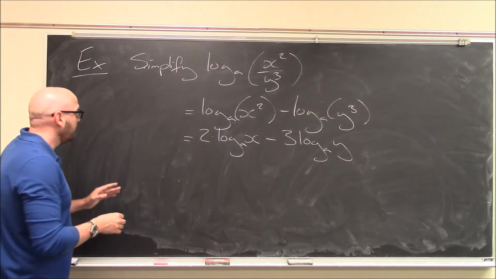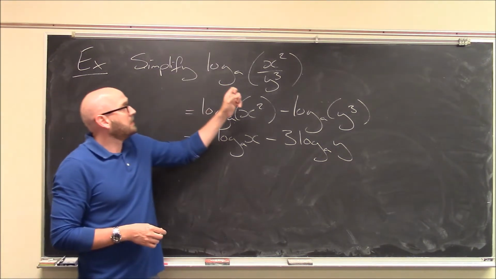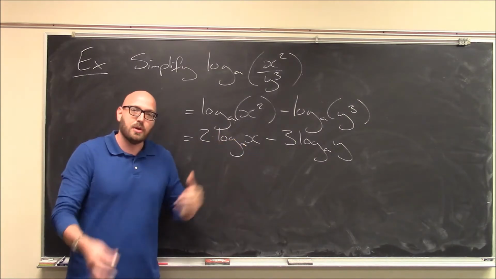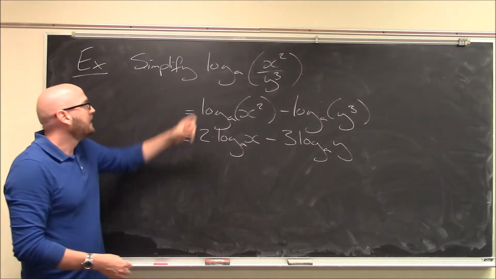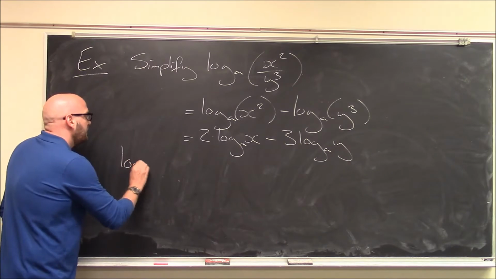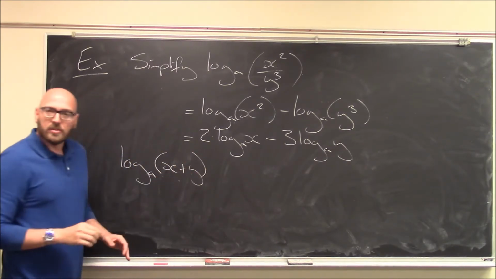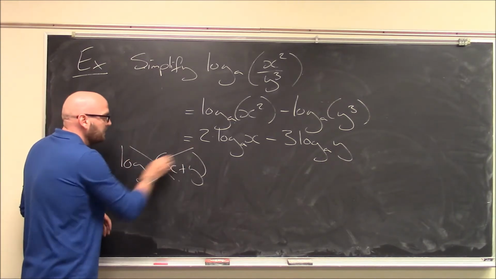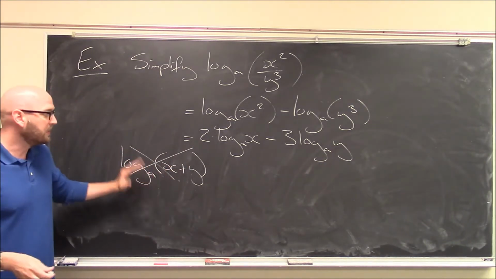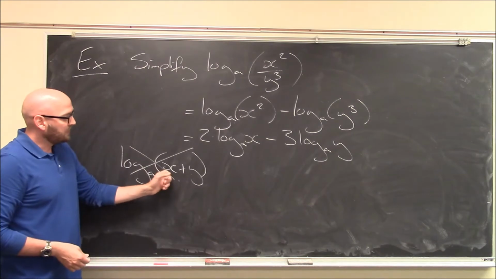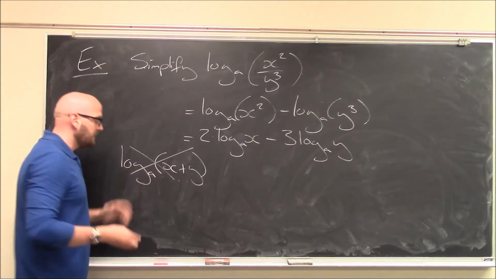Oh, by the way, I want to point out something. If you look back at our properties for logs, there are only properties for logs of products and quotients. If you have something like log to the base a of x plus y, a log of a sum, there's nothing you can do with this. None of those properties say anything about logs of sums. So a really common mistake is to try and break this apart somehow, but you can't do it.